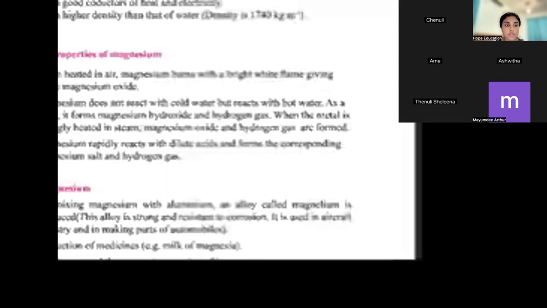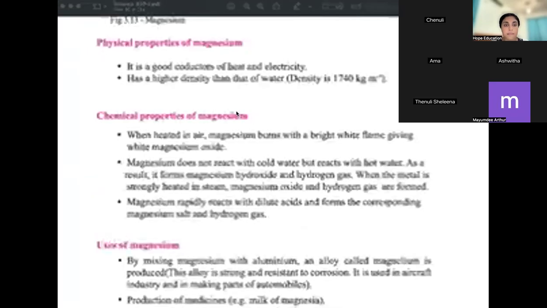So we will quickly write. Let's write short and sweet notes. Magnesium is a light, which means it's not very heavy, light reactive metal.